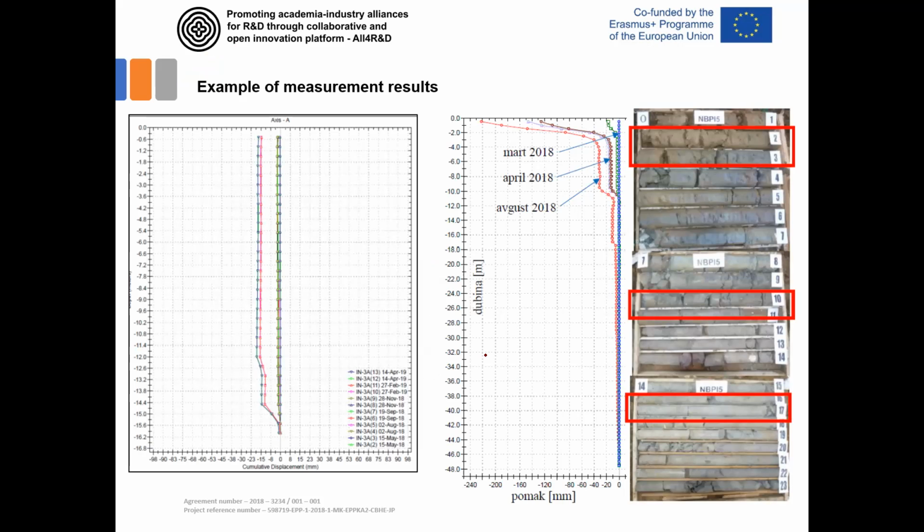A typical example of inclinometer measurements is shown here, where a relatively deep landslide was observed in different periods, starting from May till April. It's about a one year period.